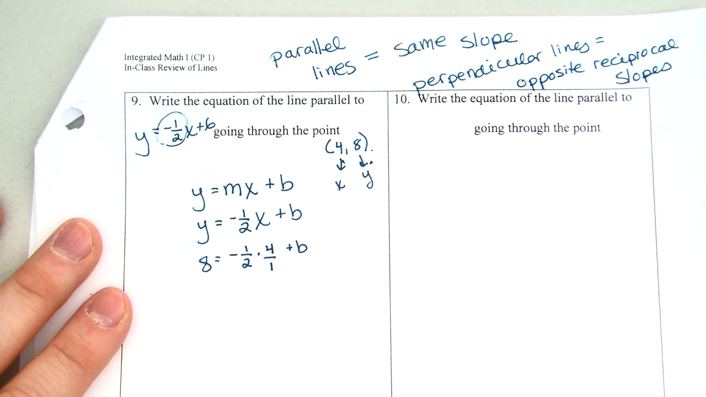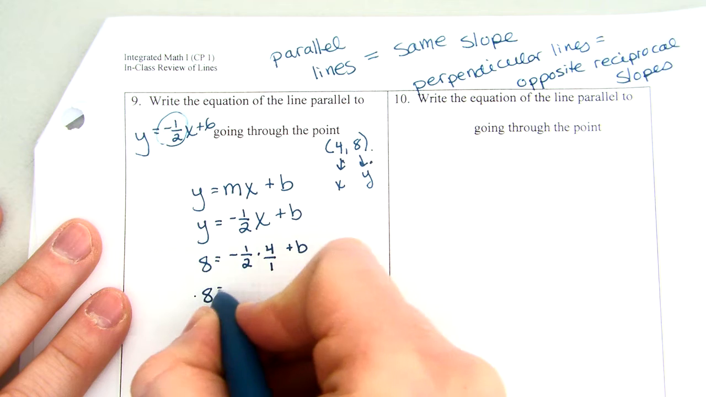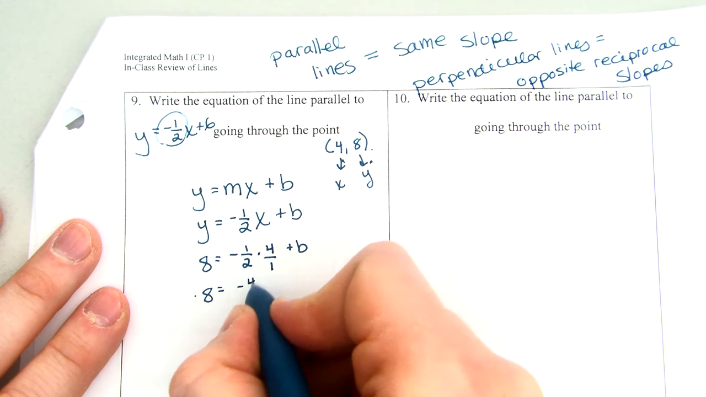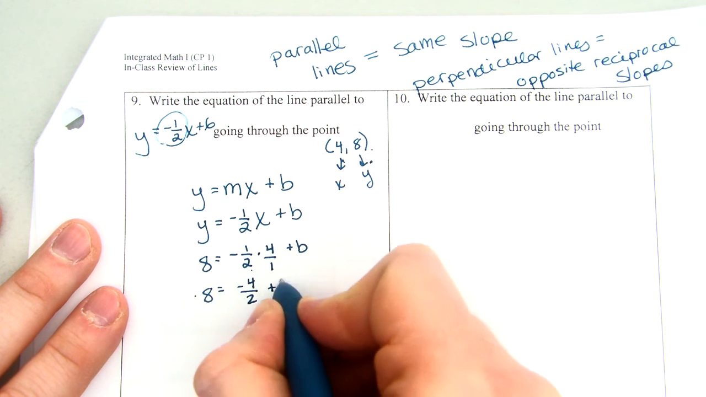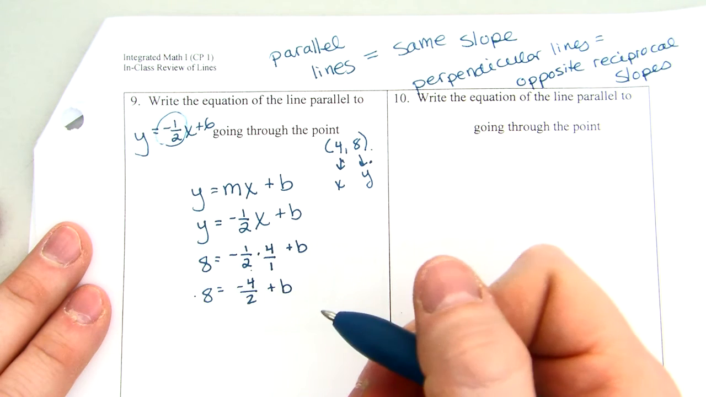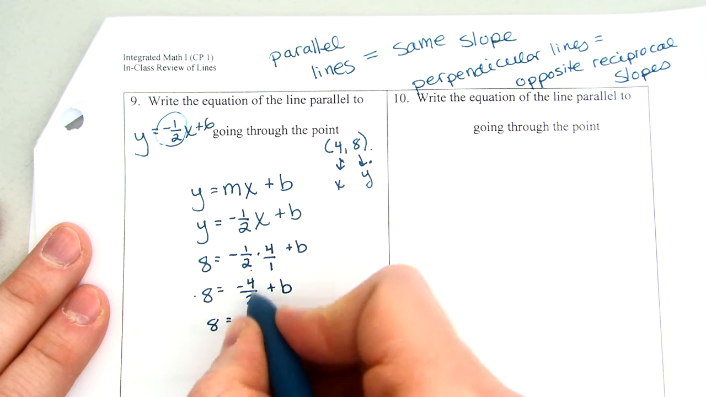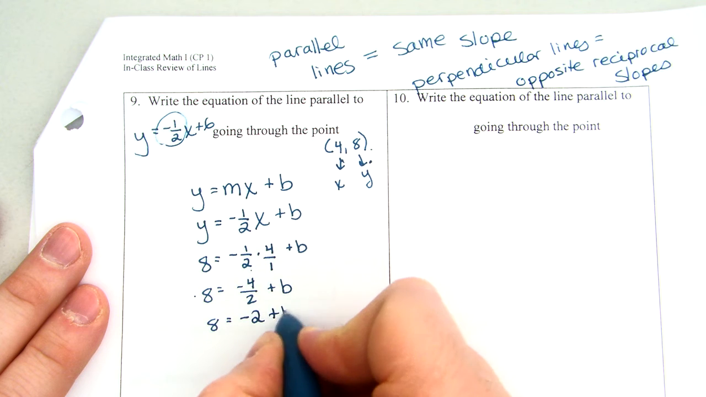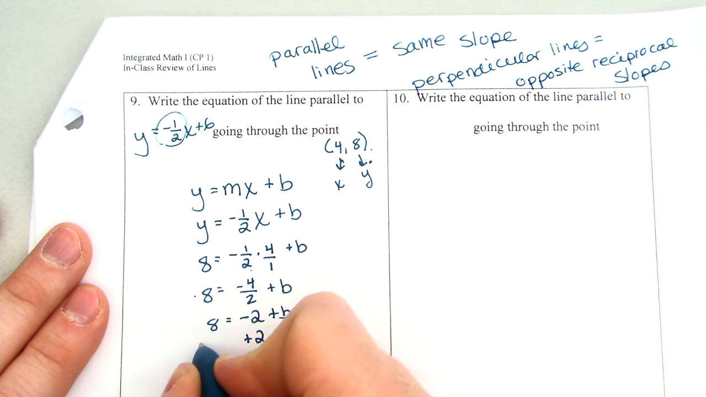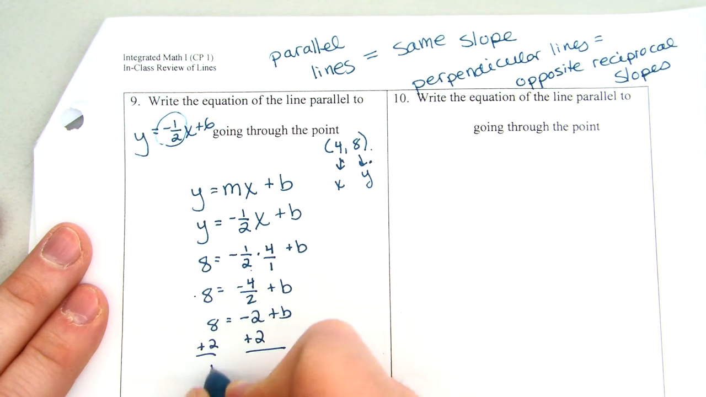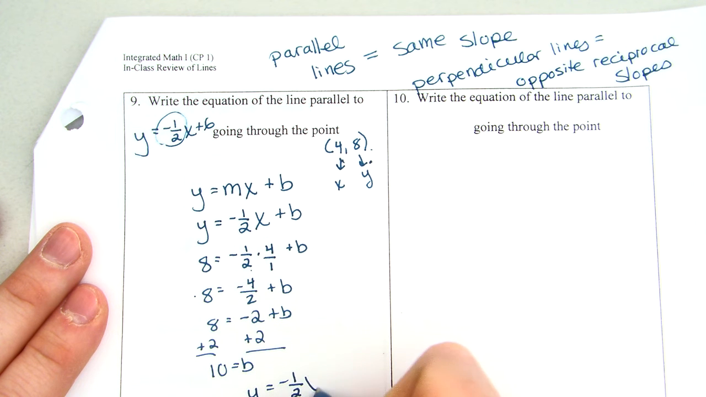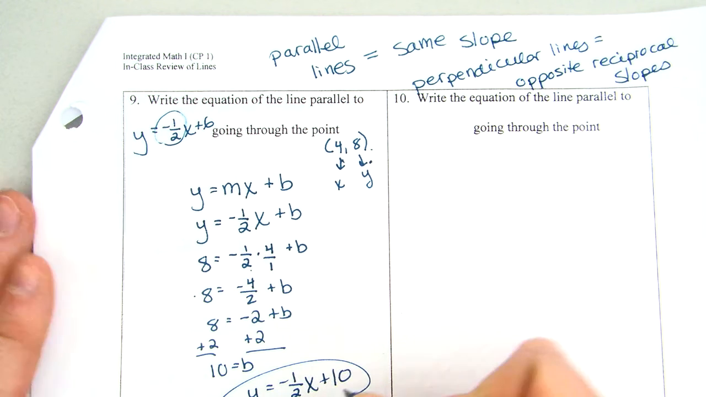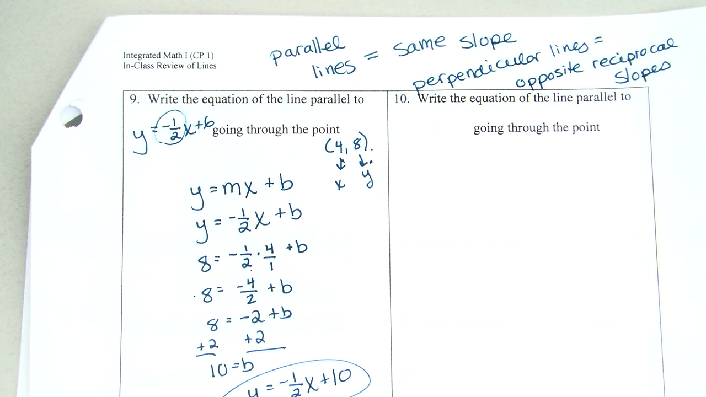When I plugged in the 4, I made it a 4 over 1 so I could do stuff with that. 8 equals, negative 1 times 4 is negative 4, 2 times 1 is 2. We should get negative 4 over 2, which is negative 2, plus b. Add 2, add 2. We're going to get a 10 for our b. y equals negative 1/2 x plus 10 for the answer over there? Maybe?